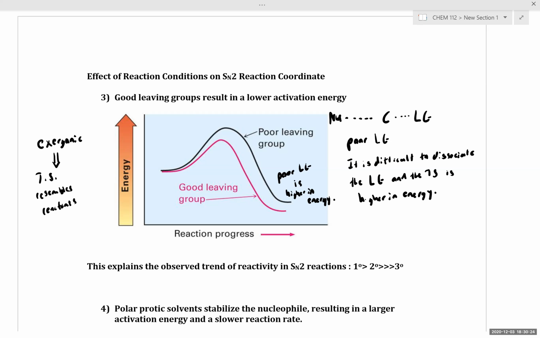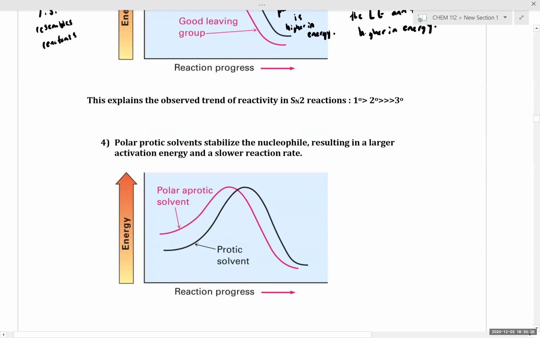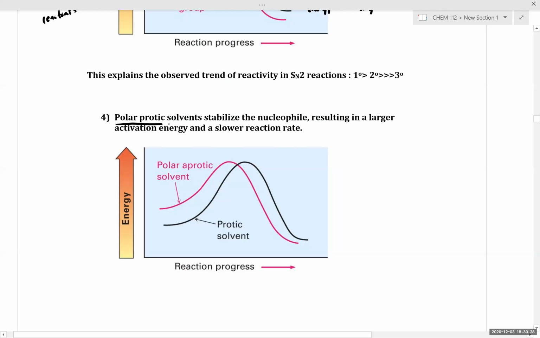Okay, let's now talk about solvent effects. So polar protic solvents stabilize the nucleophile, resulting in a larger activation energy and a slower reaction rate. So in an aprotic solvent, we have a lower energy nucleophile.